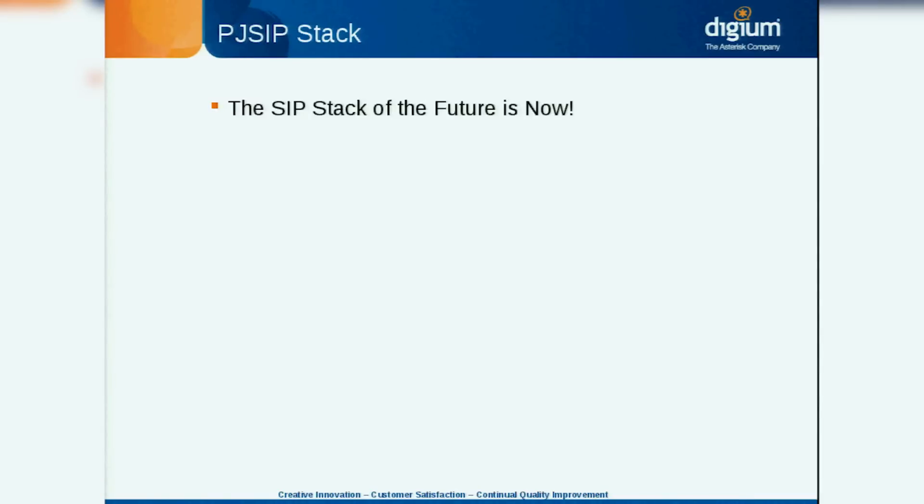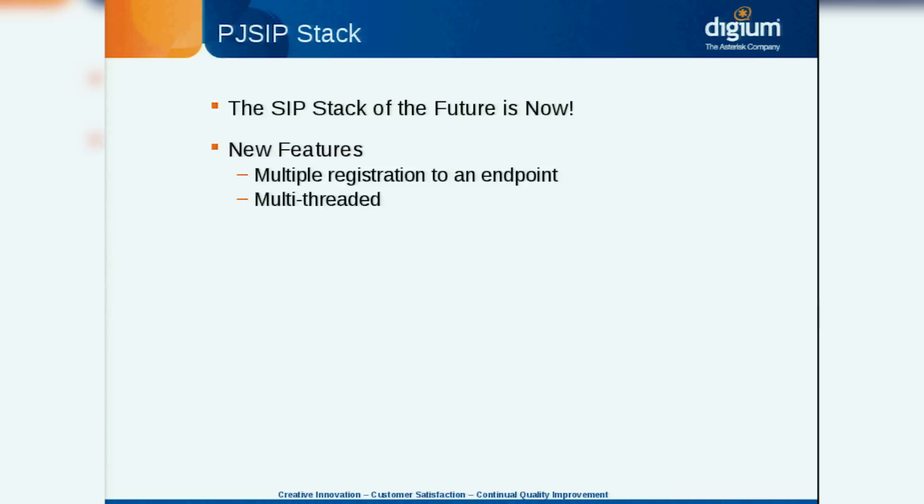So, yes, the SIP stack of the future is now. It's here. It's in Asterisk 12. We have feature support for just about every single feature that was also in Chan SIP. There's a few things that didn't make it, but we fully expect to get those in short order as well. This also comes with new features, which is just sort of a result of moving to a more modern architecture for our SIP functionality. Some of the cool ones: multiple registrations to an endpoint.